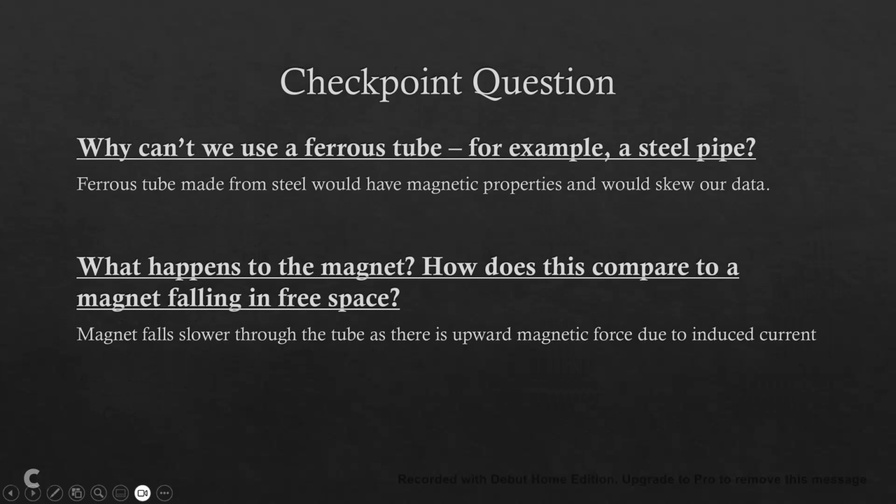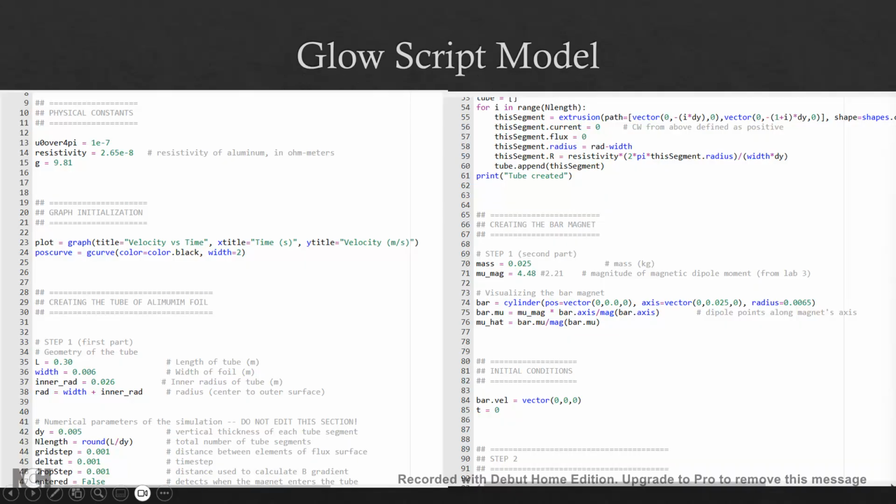A few checkpoint questions. Why can't we use a ferrous tube, for example, a steel pipe? A ferrous tube made from steel would have magnetic properties and would skew our data. What happens to the magnet, and how does this compare to a magnet falling in free space? The magnet falls slower through the tube as there is an upward magnetic force due to induced current.